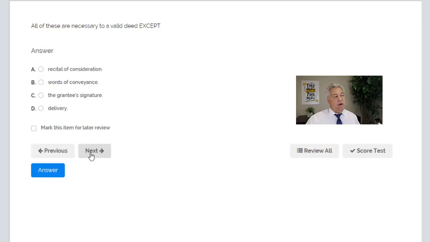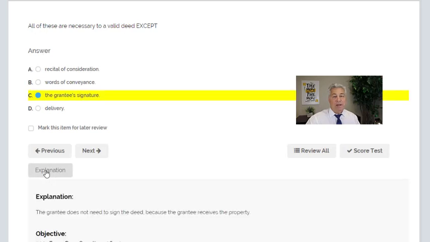All of these are necessary to a valid deed, except you don't need for a deed. Which one of these do you not need? A, recital of consideration. B, words of conveyance. C, the grantee's signature. Or D, delivery of the deed. Which one of these are not necessary? And your answer is the grantee's signature.